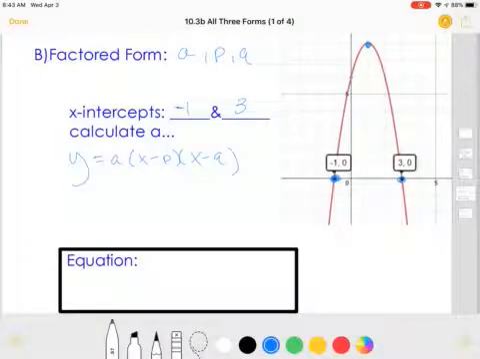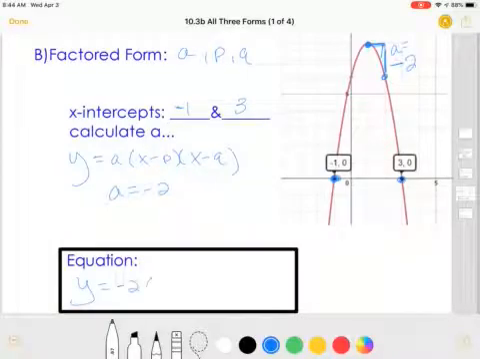So I'm going to start at my vertex, and normally we'd go over 1 and up 1, but on this parabola we go over 1 and down 2. So our a value is negative 2. A is negative 2. Let's put it all together. Y equals negative 2 times x minus a negative 1, which is really x plus 1, and times x minus 3. So that is our factored form of this quadratic.